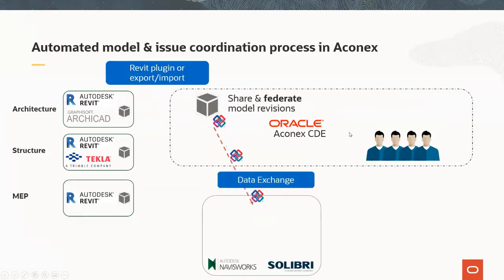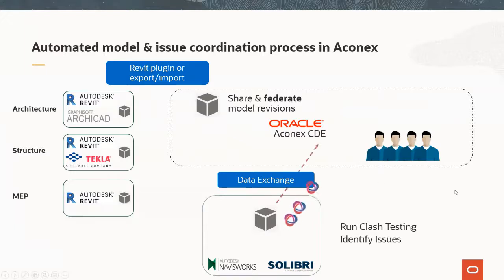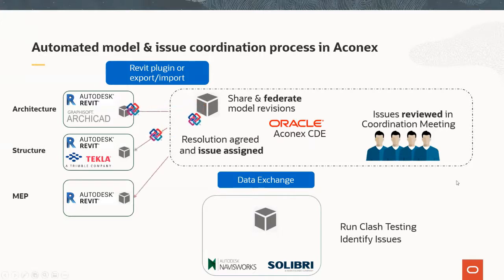Now, then there is a data exchange to tools like Solibri and Navisworks to run a clash test, for example, and simply identify issues. And those issues, with the help of the BCF format, can then be distributed and pushed back to the Oracle Aconex CDE, where these issues get reviewed and a coordination meeting can be held directly in the common data environment. The outcome of that coordination meeting is that those resolutions are agreed and the issues are assigned to different people and go back to their authoring tools where they change the parts in the model, update the model, and the whole process starts over and over again.